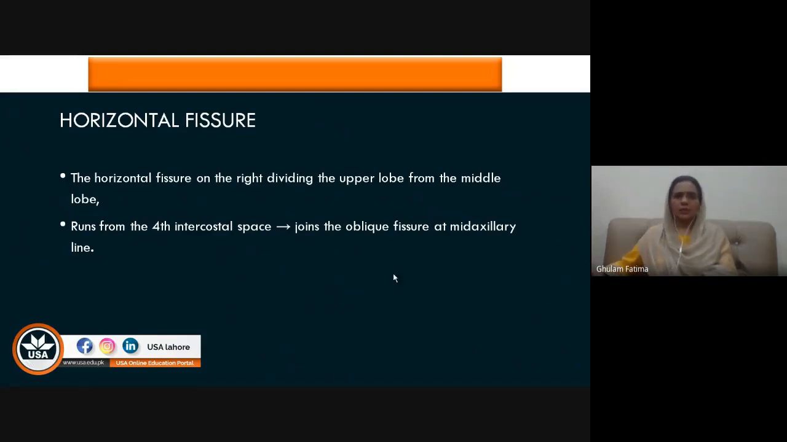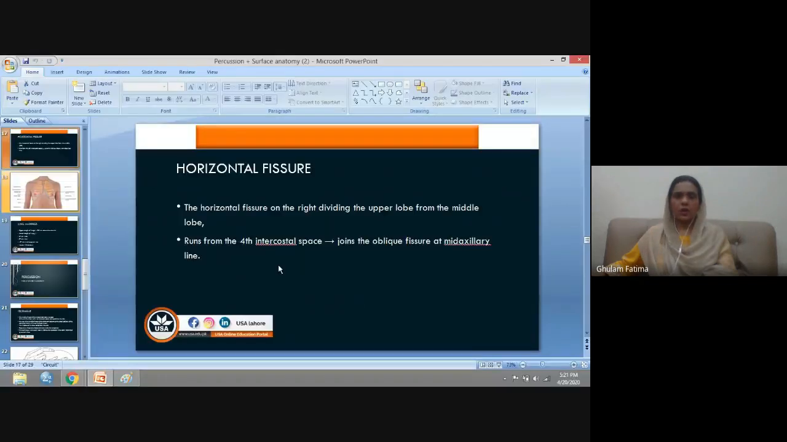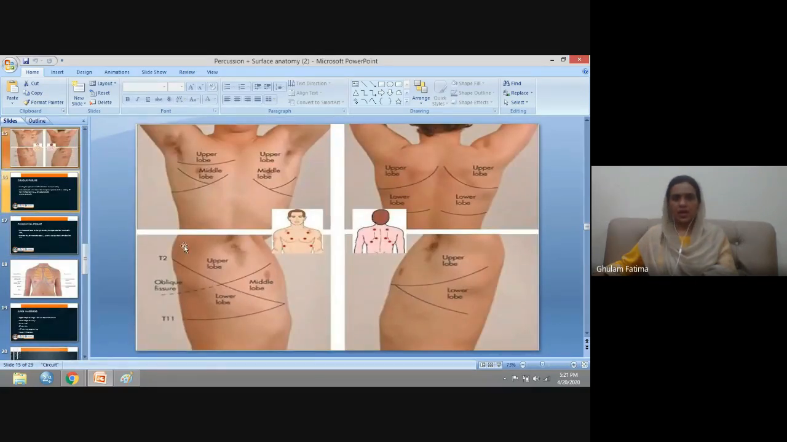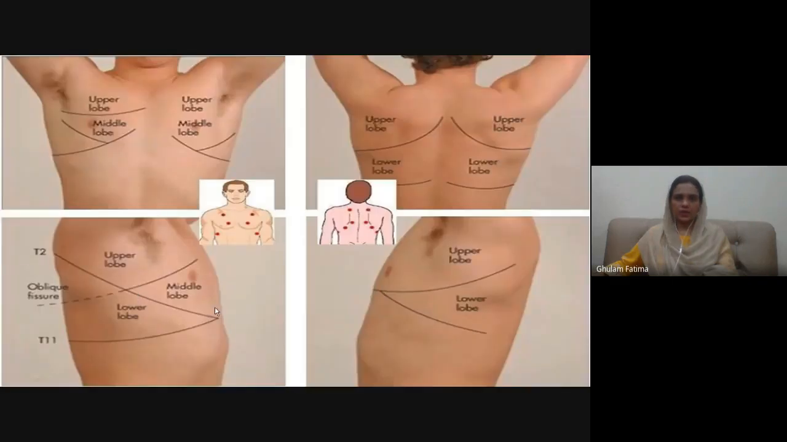The horizontal fissure is very simple to understand. It lies only on your right side, and it is only for your middle lobe. Taking the same picture, you can see that the right lung has this additional fissure called the horizontal fissure. It starts from the fourth intercostal space and runs downward and backward till it coincides with the oblique fissure. This is the point, and this is your middle lobe.